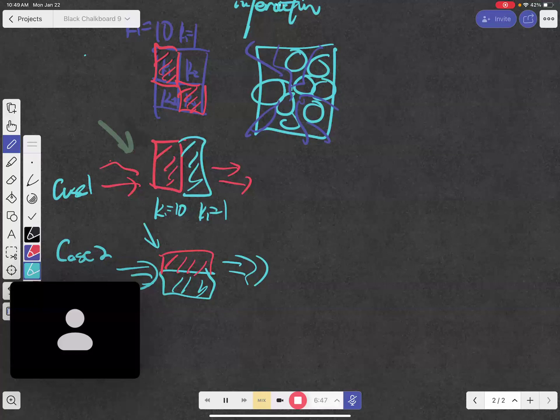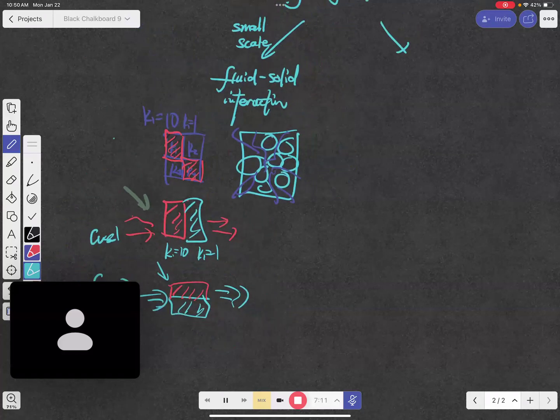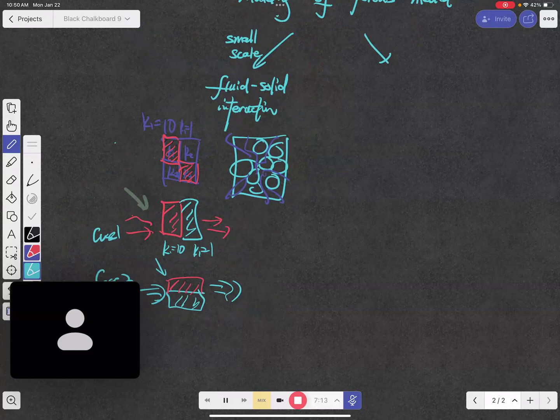If you go back to the solid mechanics class, there's an answer. I think the answer is, do you remember? It's K1 times K2 divided by K1 plus K2 or something like that. Sorry, maybe it's not. Anyway, I will provide an answer. One is for parallel, one is for series. But why do I want to mention this first option?